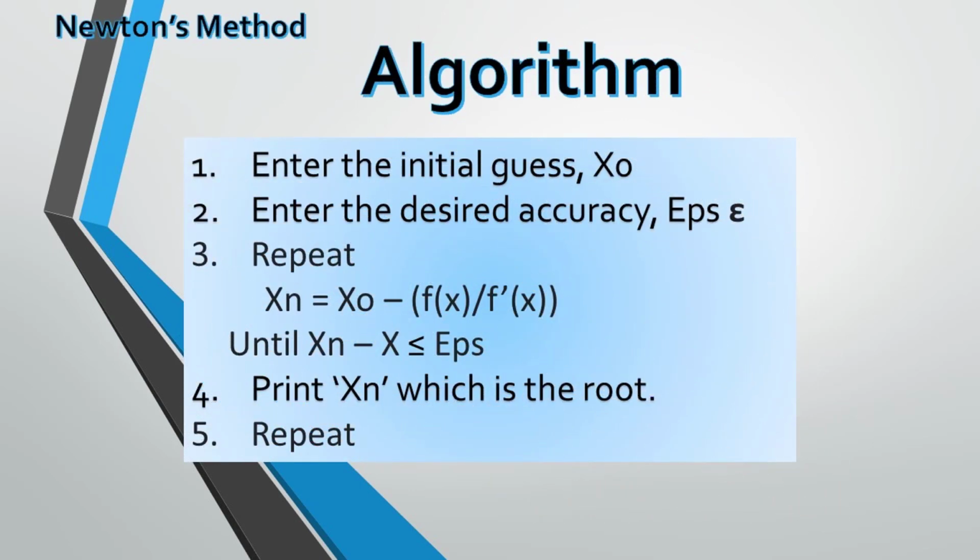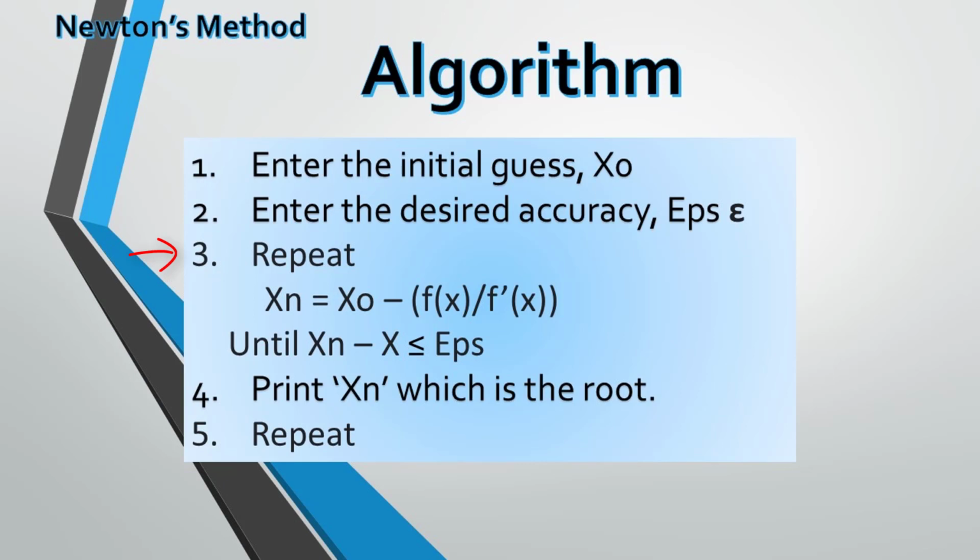This is the algorithm of the program. First, we will require an initial guess from the user. That will be the x. Second, we will ask the user to specify the accuracy of the result. That will be the epsilon. The third step of the algorithm is the repetitive step that will be inside the loop. What is done in the loop is to calculate a new x, that is xn.